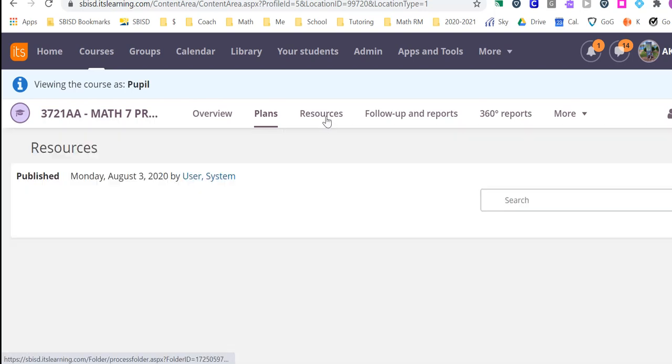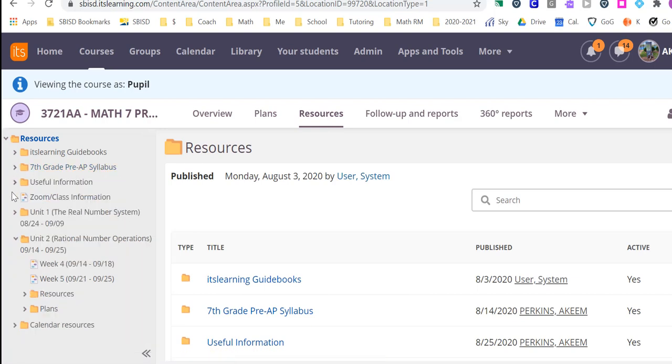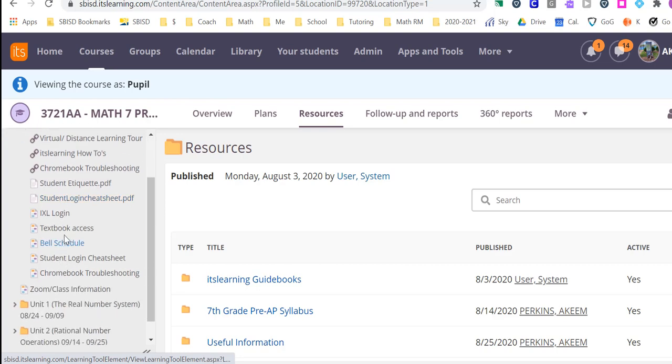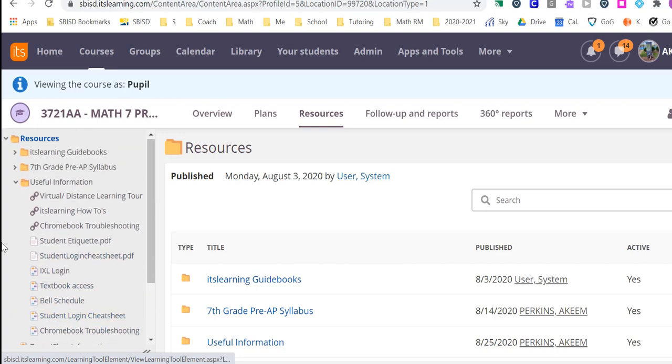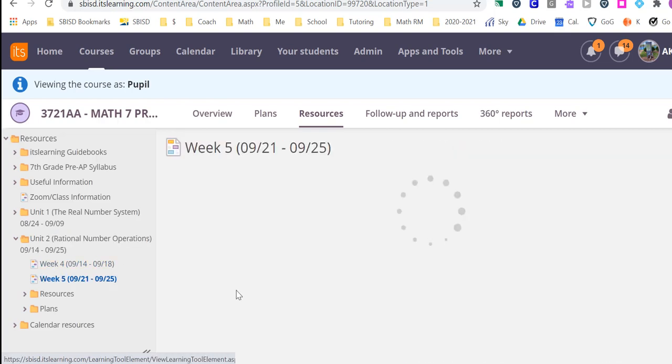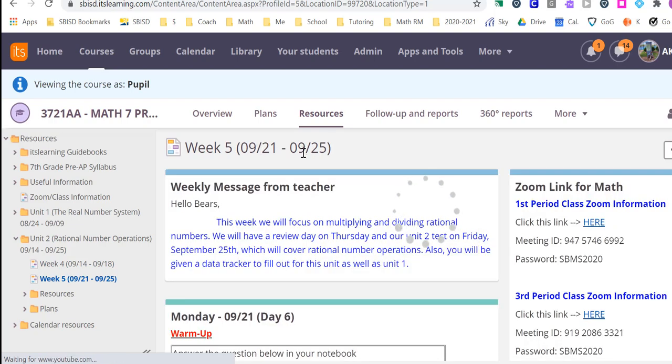Now you could also locate this in resources, but what's good about resources is that it has a lot of resources here that you can look at, such as some useful information, how to log into IXL, student login cheat sheet, the bell schedule, student login stuff, and so on and so forth. You have the Zoom class information here, as well as the schedule, and then this is where the majority of the work is in. It's separated by units with dates, so all you need to do is match the date to wherever we are currently in the course. So right now we're in Unit 2, we just finished week 5. And as you can see, the dates are here as well.